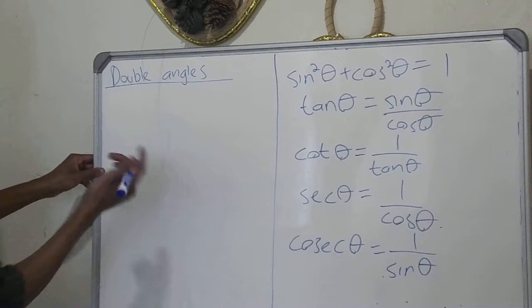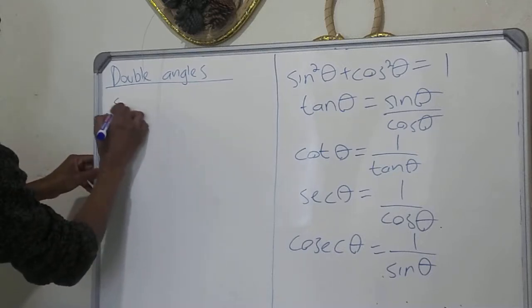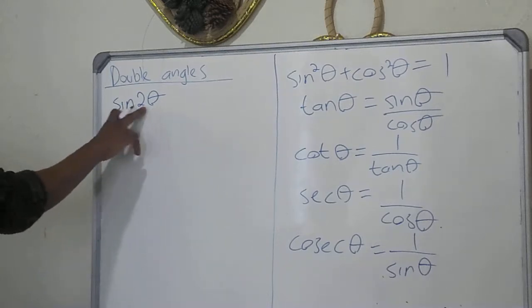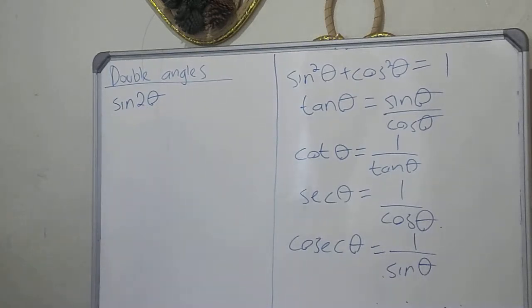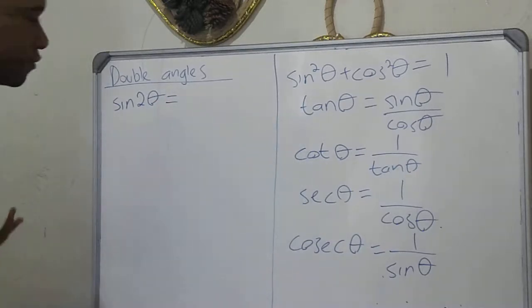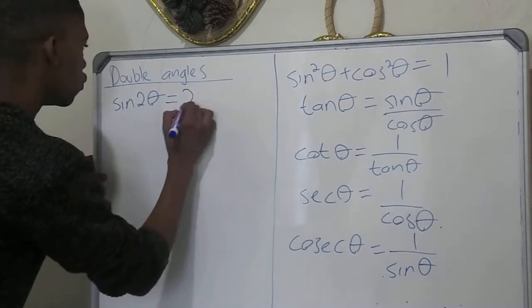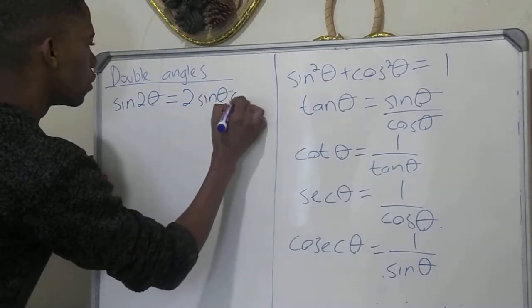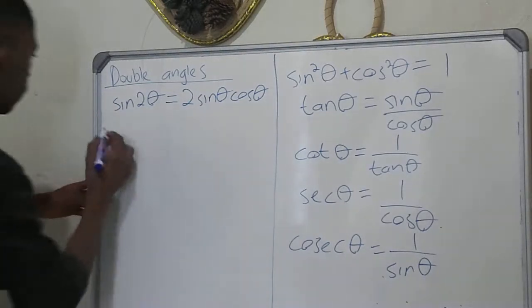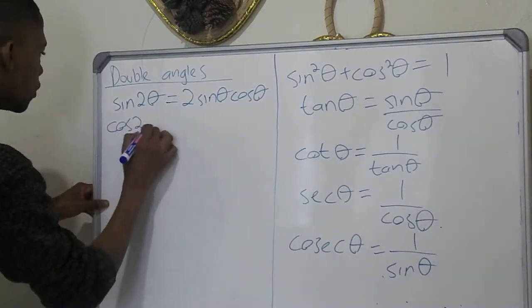oh, let's start with sine 2 theta. So it's sine 2 theta. This 2 just means that you are doubling the angle. So when you double the angle, it has its own identity. It has its own equation. Okay. So this is equal to 2 sine theta cos theta. Great. And we also have a double angle for cos 2 theta.